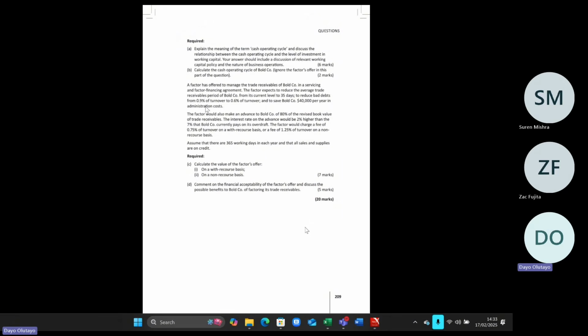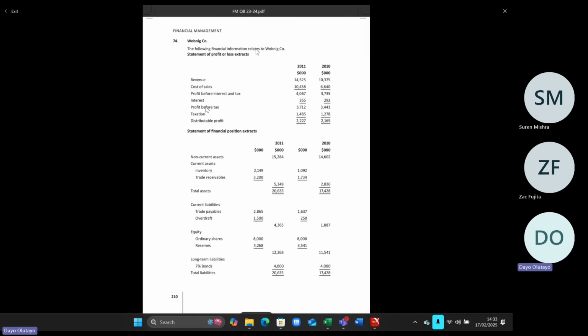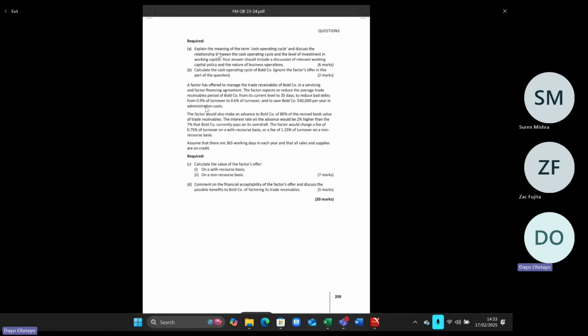When you look at that question, you realize that there is a lot of things that are being asked for there. The first one is to explain the meaning of the term cash operating cycle, number 1. Number 2 is to discuss the relationship between the cash operating cycle and the level of investment in working capital. Now, in addition to those 2, they are now telling us that we must ensure that the answer includes discussion on relevant working capital policy and the nature of business operations. So that's part A of the question.